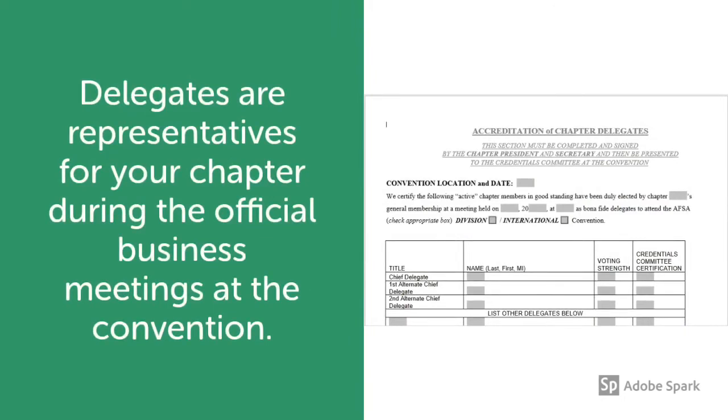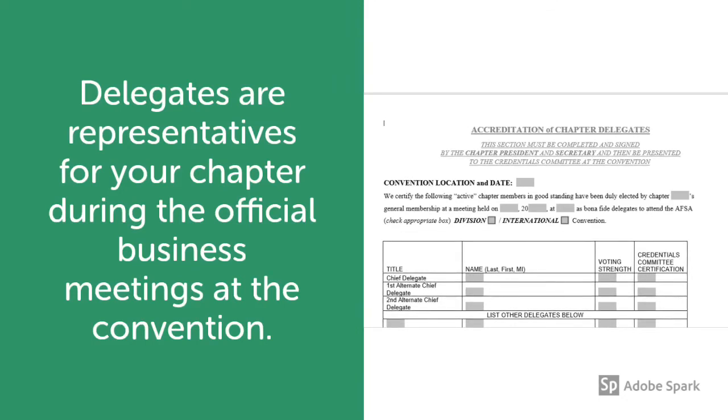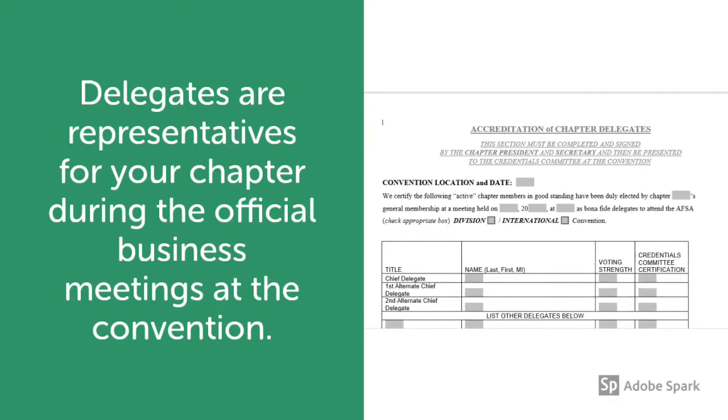So your delegates are representatives for your chapter during the official business meetings at the convention. While this is primarily targeted at voting, nonetheless, they are representatives of your chapter. The chief delegate is your primary representative. This is typically an executive council member, the president, vice president, secretary, or treasurer. This needs to be someone who is not dual-hatted at the event and can participate in the official business meetings.